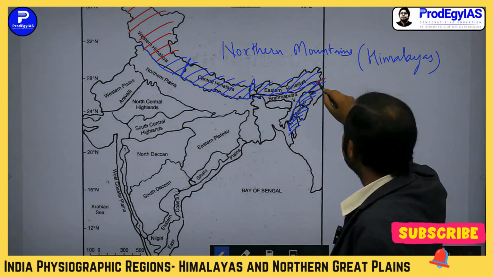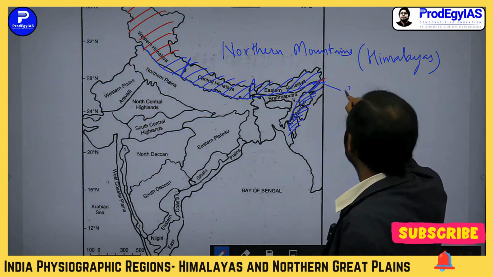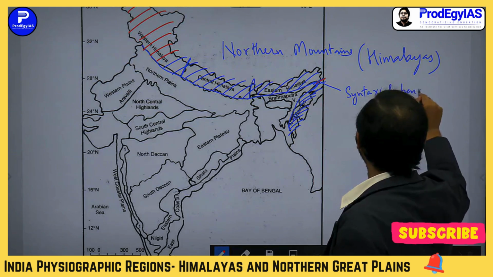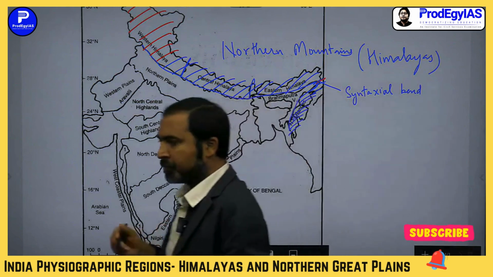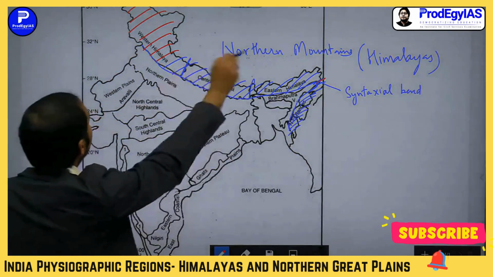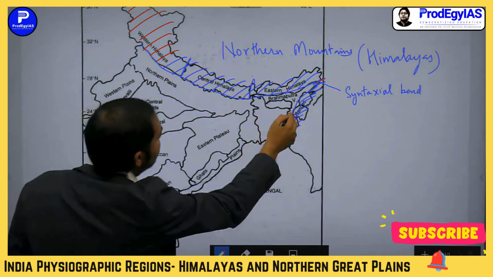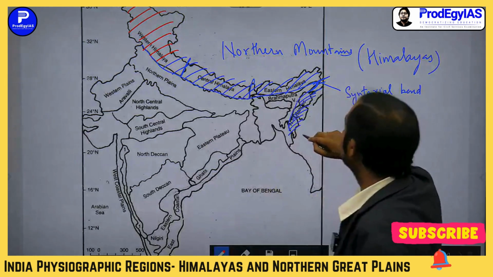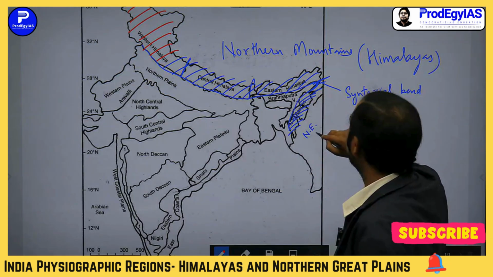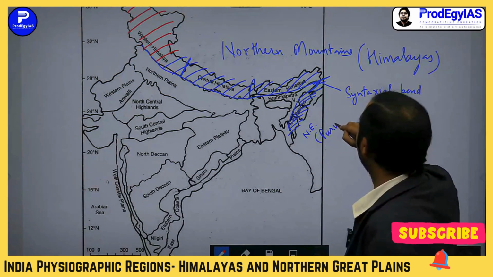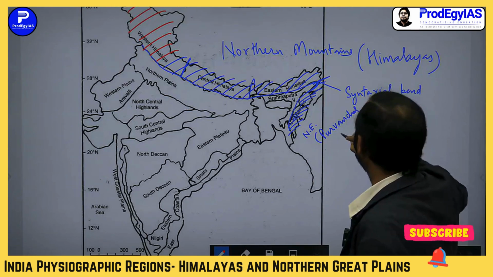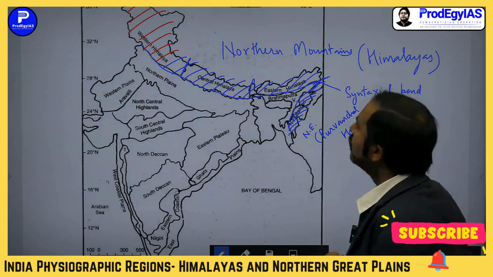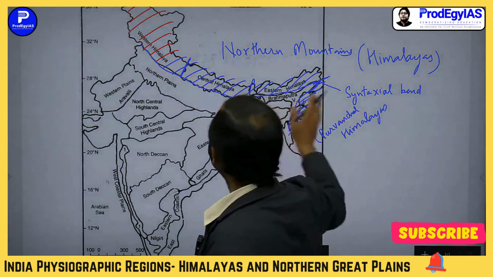Means after this syntaxial band, where it is totally bent, this part is known as northeastern or Purvachal Himalayas. It is also known as Purvachal Himalayas, right? So longitudinally, we can divide it in this way.